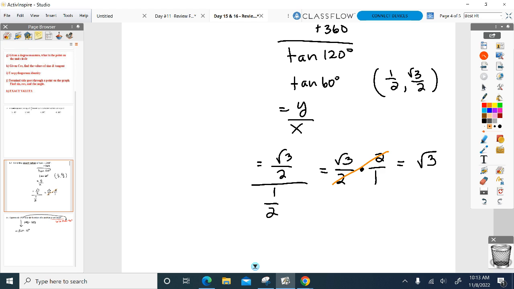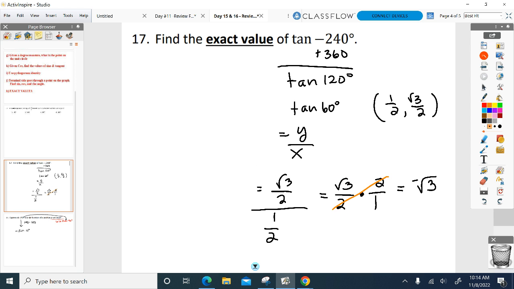Either you check it on your calculator and notice it, or 120 degrees. What quadrant am I in? 2, tangent in the second. ASTC tells me it's negative. But again, check it tomorrow. Tangent, even if you go all the way back to the beginning, tangent of negative 240, your calculator is going to say it's negative. So put a negative on at the end.